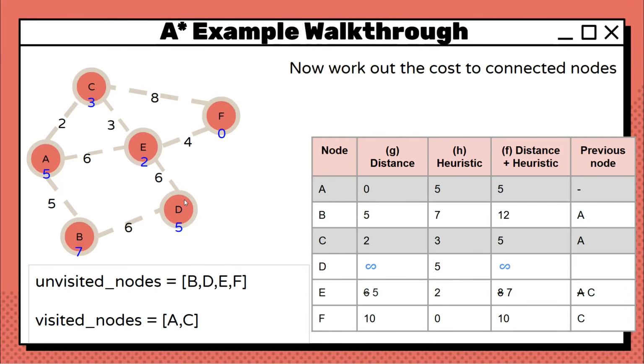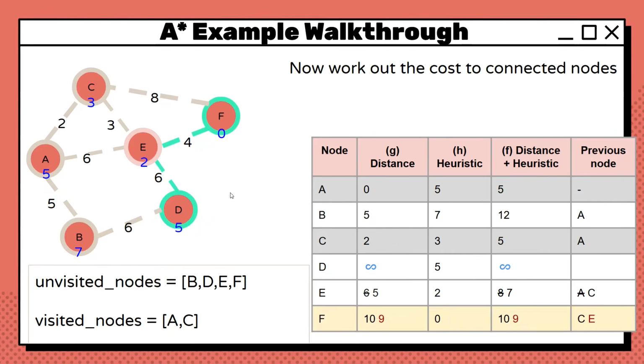We repeat the process of working out the cost of visiting the unvisited connected nodes again, and the node with the lowest connected to C is E. Therefore, we visit E next. The cost of visiting F from E is going to be 2 plus 3 plus 4 with a heuristic value of 0, which equals 9. This makes this vertex or path less costly than the previously worked out value. Therefore, we update our table again. So we change it from 10 to now 9 altogether. And we've updated our previous node from C to E.